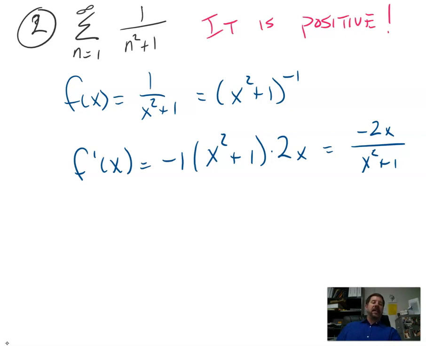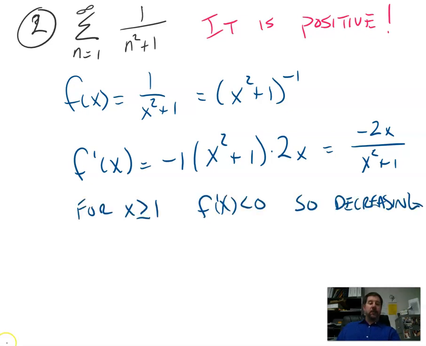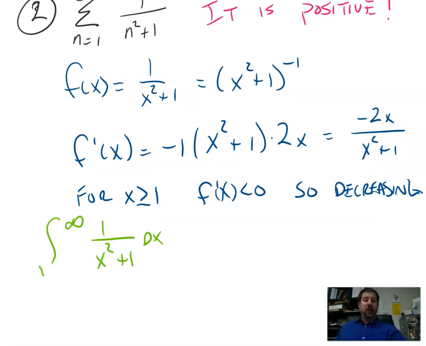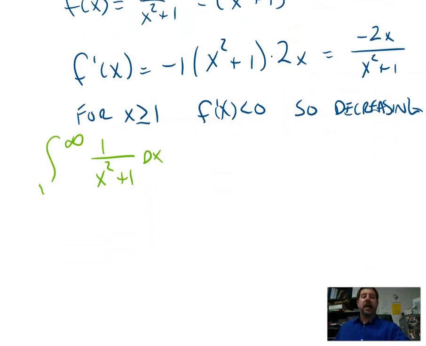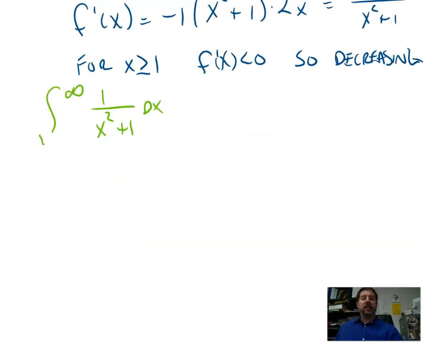Now I'm going to think about this here. The bottom, again, always has to be positive, so I'm only really going to look at the top. And for values bigger than 1, for x greater than 1, f prime of x is negative. And since f prime of x is negative, I know that it's decreasing. But again, I need to make sure that I show that it is positive and decreasing before I can use the integral test. Now we're ready to do the integral. Okay, so again, we're going to look at the integral from 1 to infinity of 1 over x squared plus 1 dx. And hopefully when we go to do this, we recognize that the antiderivative of this is tan inverse or arctan.